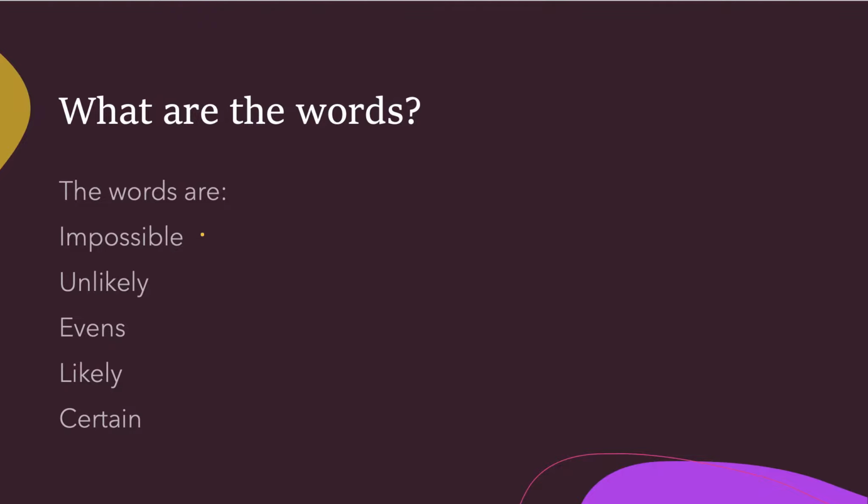Well, impossible means that there is no chance of it happening. There is no chance. Unlikely means there is a chance, but it's not likely that it's going to happen. There's a little bit of a chance.